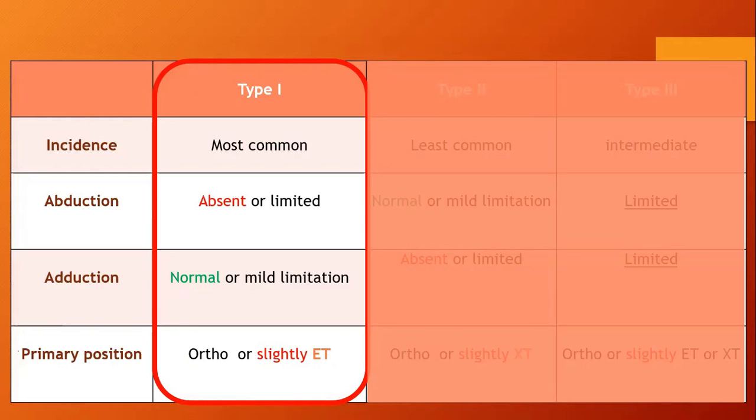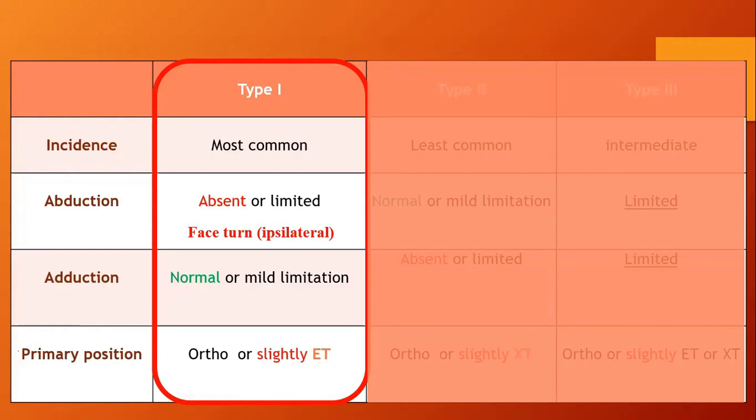And how about the primary alignment or the primary position? It could be orthotropic or slightly esotropic. Again, omit slightly, because slightly depends on the measurements. So you can say ortho or ET. In Kanski, he said straight eyes. In strabismus, we don't usually say straight eyes. We say orthotropic. Okay, so this is type 1.